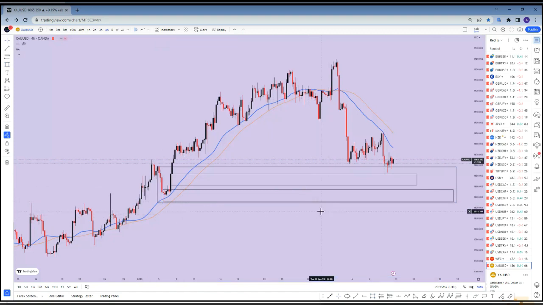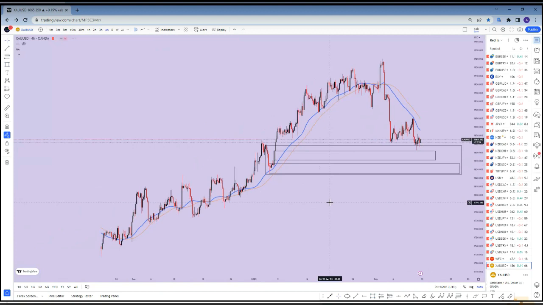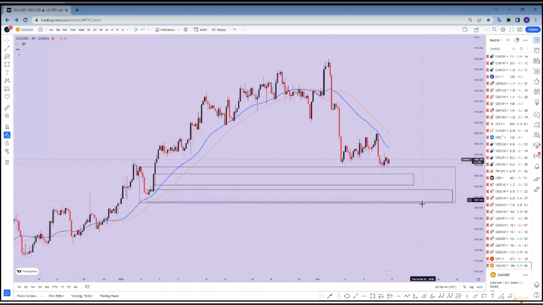All right, so based on refinement, these are my two areas of interest. And personally, what I want to see is accumulation, then break of structure, then retest, then the movement. All right, so that's personally what I'm watching out for.